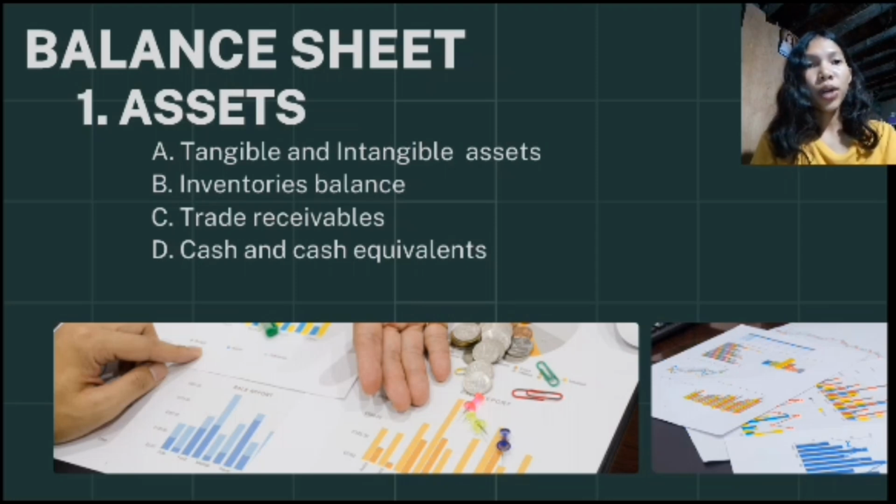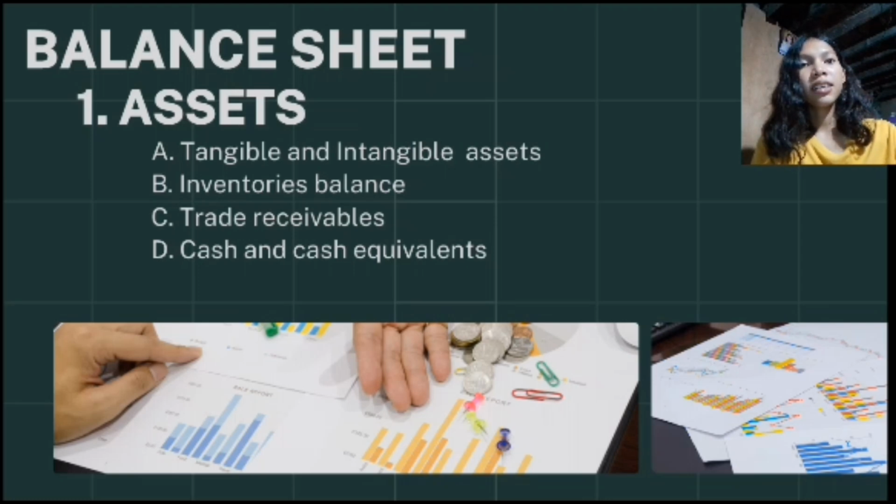Letter C, trade receivables. So these include the amounts that are receivable from the customers upon credit sales. These are presented in the balance sheet after subtracting the allowance for bad debts. And the last component under the assets is the cash and cash equivalents. So this includes cash in hand together with any short-term investments that are easily convertible into cash.